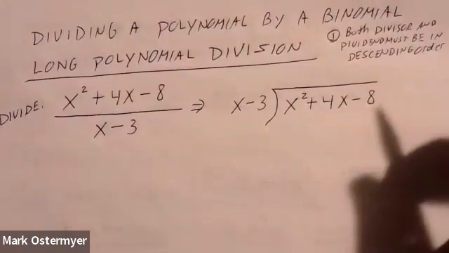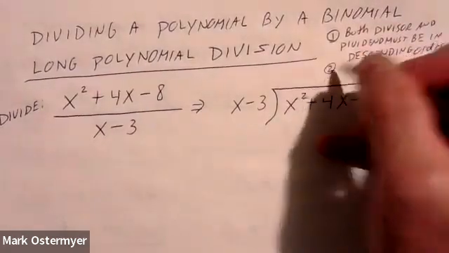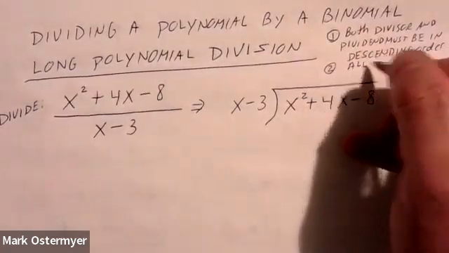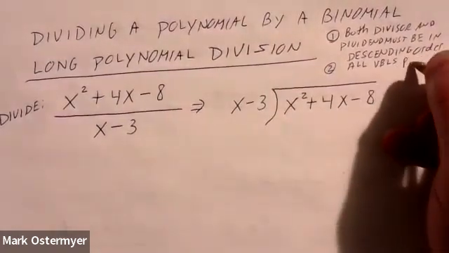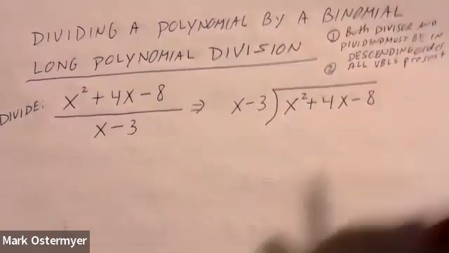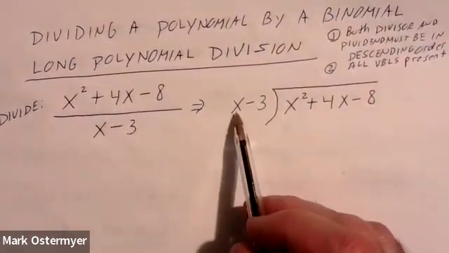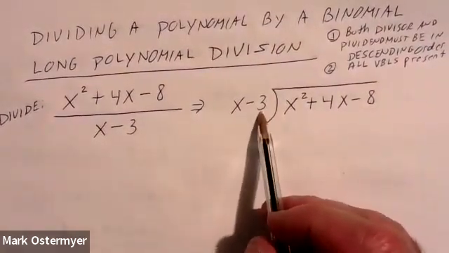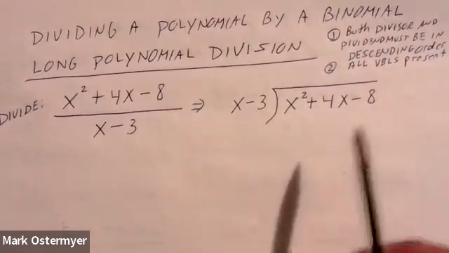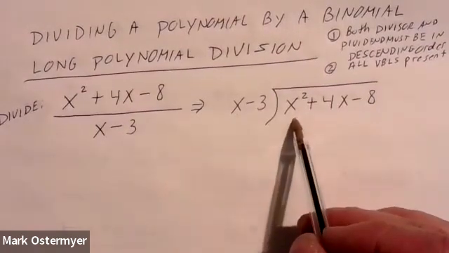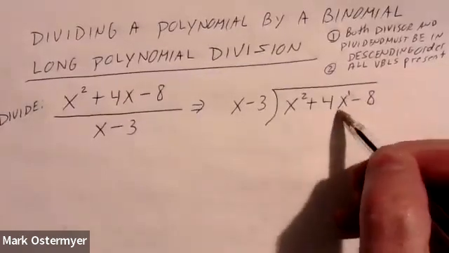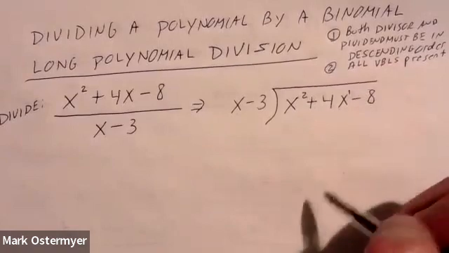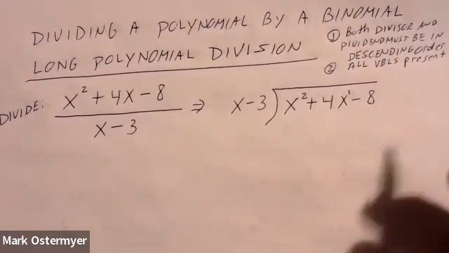That's requirement number 1. Requirement number 2 is you need to have all the variables present with both divisor and dividend. And notice I do have all my variables present. I got a first degree term in here and a 0th degree term. We're not missing any powers of x in here. The dividend has all the powers of x too. I have a second degree term in x, I have a first degree term in x, and I have a 0 degree term in x. We're good. So now we can begin our division.